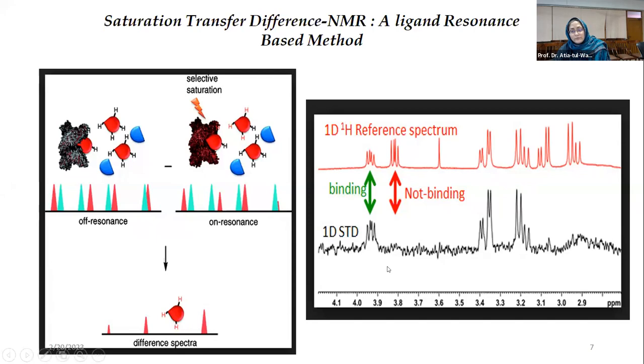So here you can see an example of the 1D spectrum, and this is the 1D STD spectrum. You can see these are the protons which receive saturation from the protein.